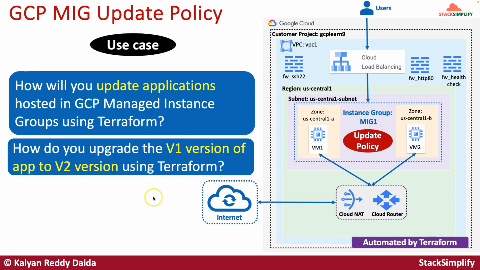Once that is done, again we will enter into another problem. What is that? How will you update applications hosted in GCP managed instance groups using Terraform? How do you upgrade the V1 version of your application to the V2 version using Terraform? We will implement an update policy in our instance groups, and we'll also create a V2 version of our instance template and solve it. That whole thing we are going to implement via Terraform and then learn it.